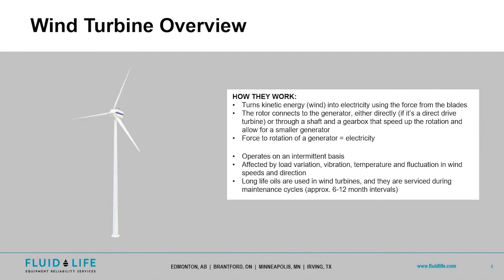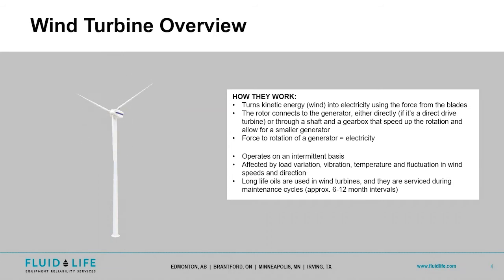The rotor is going to connect to a generator, either directly, if it's a direct drive turbine, so that would be a permanent magnet generator. But usually what we're seeing, especially onshore in America and in smaller megawatt nameplates, is a drivetrain. That's a shaft and a gearbox that speeds up that rotation and allows for a smaller generator than the ones seen in direct drive turbines. Essentially, the rotation of the generator is going to create that electrical power, and it's going to feed into the grid.